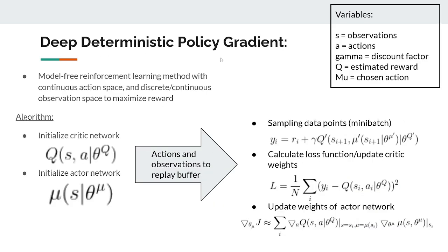So the deep deterministic policy gradient is a model-free reinforcement learning method with continuous action space, which makes it different from standard deep Q learning, and with discrete and continuous observational space to maximize the reward.